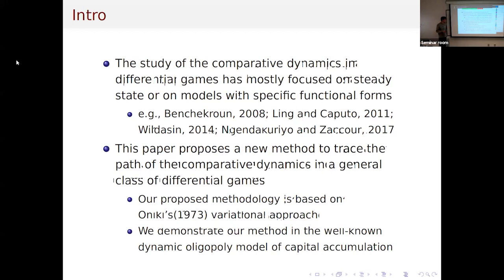We can name a few, like the benchmark from McGill, Caputo and I had some papers in 2011, and George also had a bunch of papers working in this direction. Now, our paper is trying to propose a new method to trace the path of comparative dynamics in a general class of differential games. We are hoping that we can pin down the sign of comparative statics at each instant of the game.